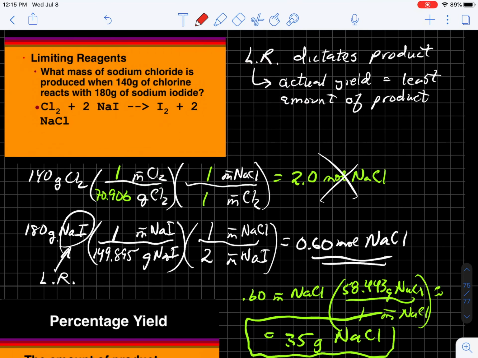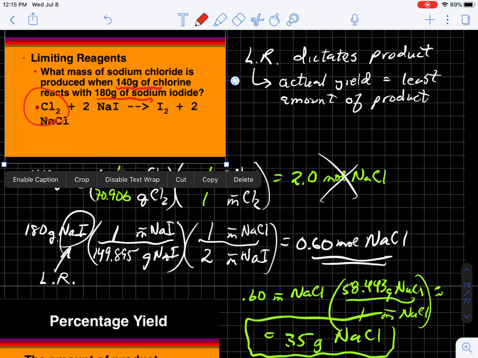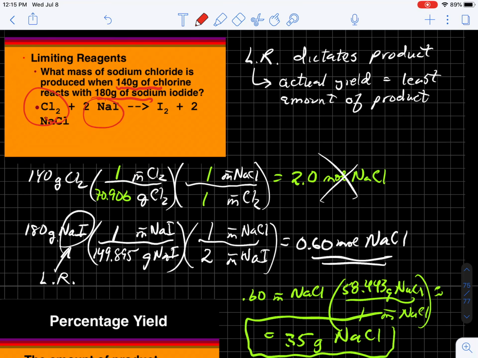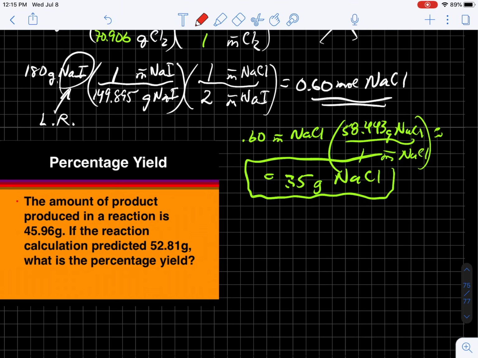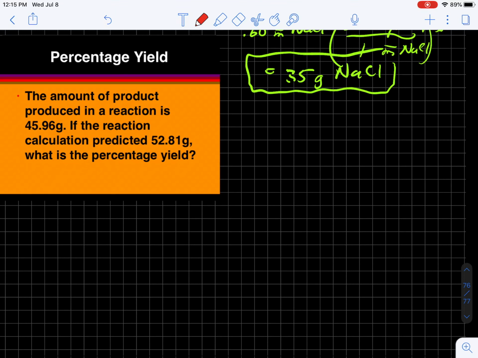So again, how do you know it's a limiting reagent problem? Well, first of all, it was in the title, but it's not going to be in the title on the test. They're saying, use a certain amount of one reactant and a certain amount of the other reactant. So that means we have to figure out which reactant gives us the least product, and the least amount of product is going to be our yield. We calculated it for sodium iodide as our limiting reagent, and then we used that to get our final answer.